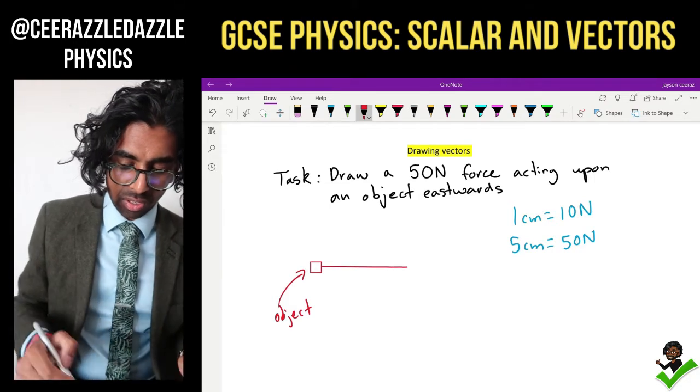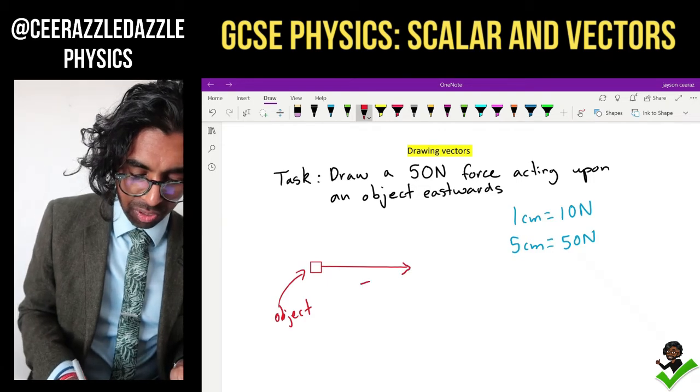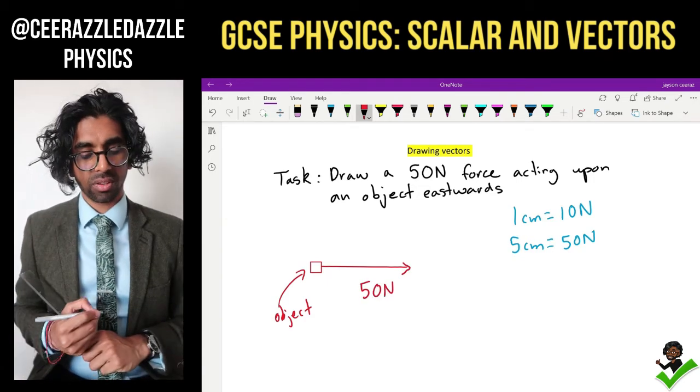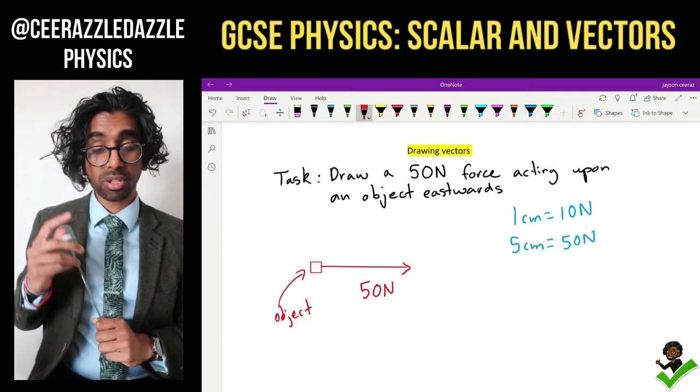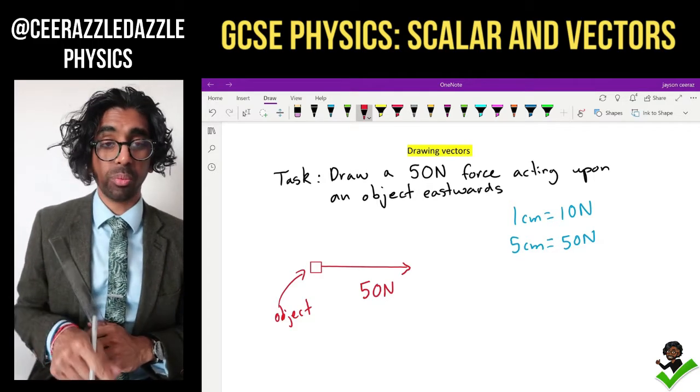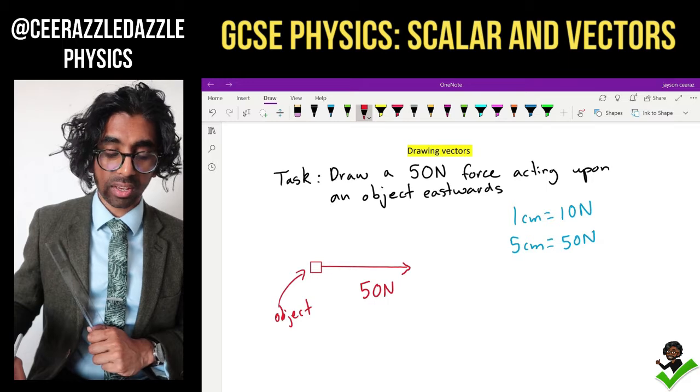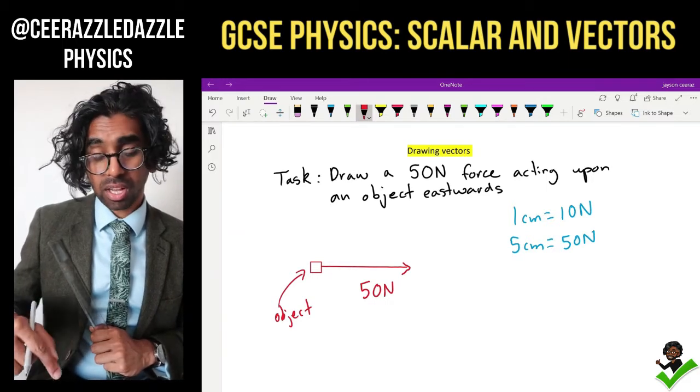There we go. So now this corresponds to 50 newtons. Easy stuff. Yeah, so we've got to use scale diagrams when we're drawing vectors. Okay, now we've done that. Let's have a look at another example.